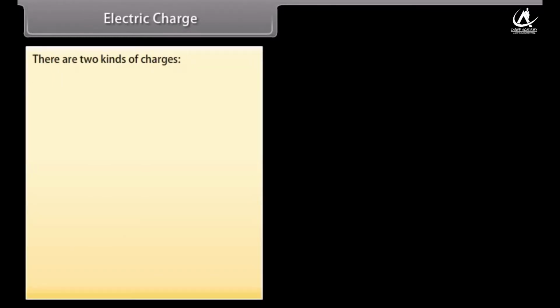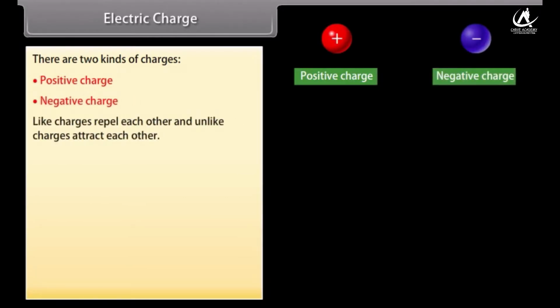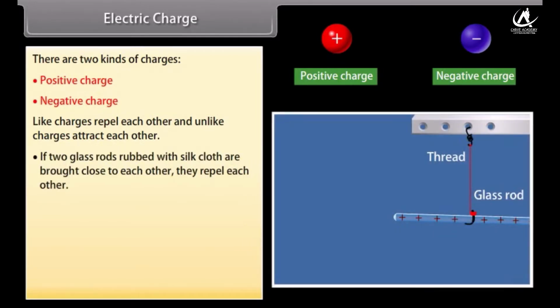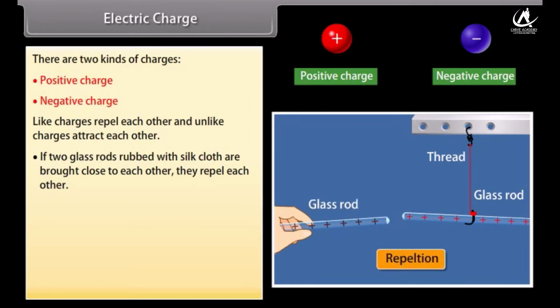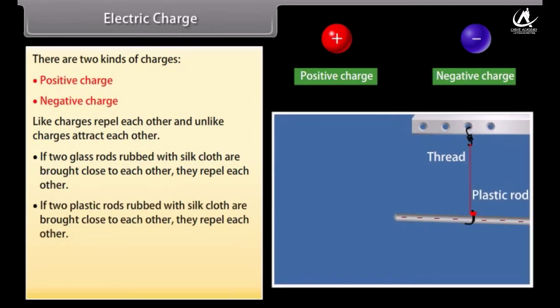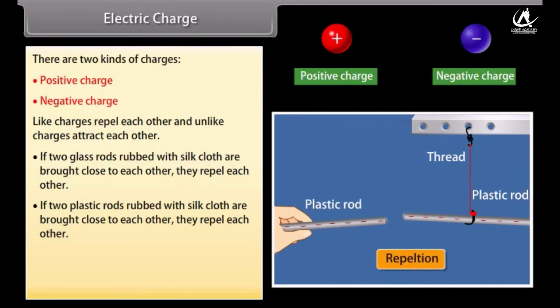Electric charge. There are two kinds of charges, positive charge and negative charge. Like charges repel each other and unlike charges attract each other. If two glass rods rubbed with silk cloth are brought close to each other, they repel each other. If two plastic rods rubbed with silk cloth are brought close to each other, they repel each other.